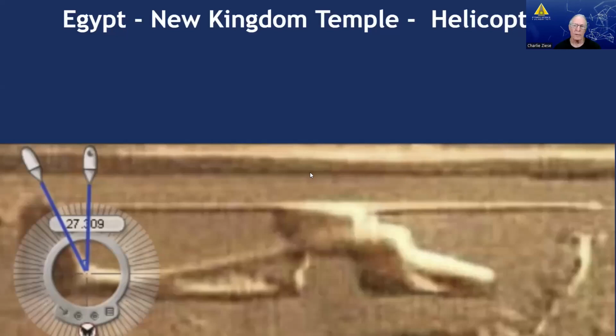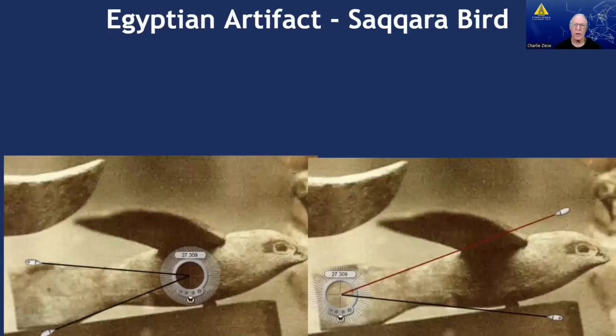So you can't tell me that this is an accident. These were technologies that existed. These angles are precise, so they knew that these principles were necessary for stability and proper aerodynamics. Now here's another example from Egypt.